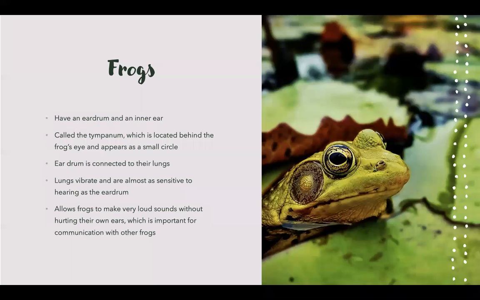Frogs do not have external ears. Instead, they have an eardrum and an inner ear. This is called the tympanum, which is located behind the frog's eye and appears as a small circle, as you can see in the photo on the slide.